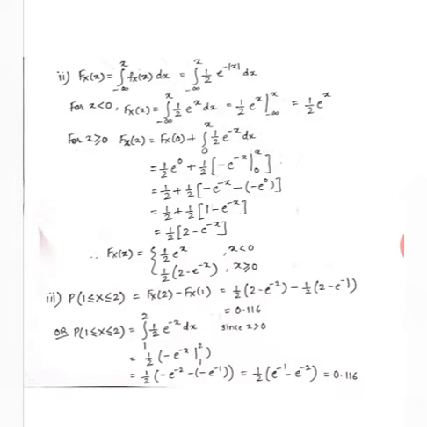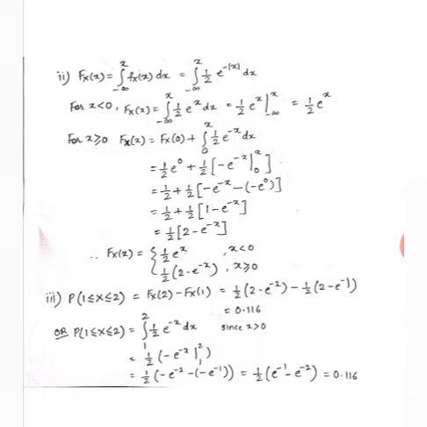So half e raised to x dx, which is equal to half e raised to x, limits going from minus infinity to x. Okay, so this particular answer becomes half e raised to x minus half e raised to minus infinity. E raised to minus infinity is 0, so you'll be getting only half e raised to x as the answer.